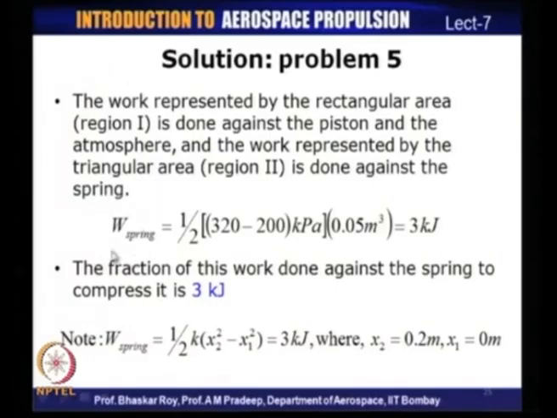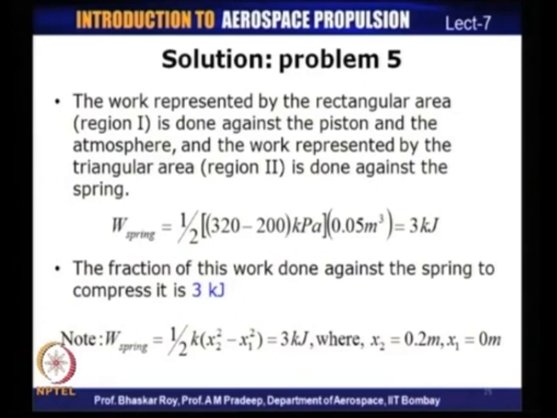So, the work done by the spring is basically the work done under region 2, which is half of 320 minus 200, the difference of pressures, multiplied by the difference in the volumes, that is 0.05 meter cube. If you calculate this, you will get 3 kilojoules. So, the work done against the spring to compress it is 3 kilojoules.